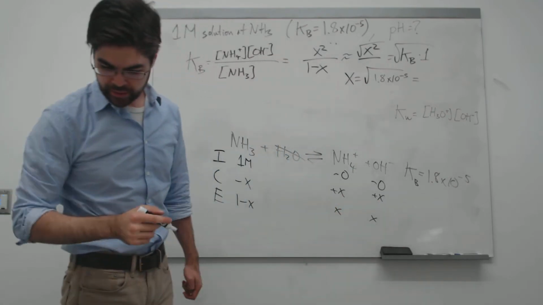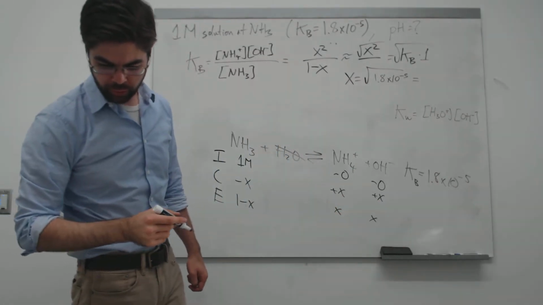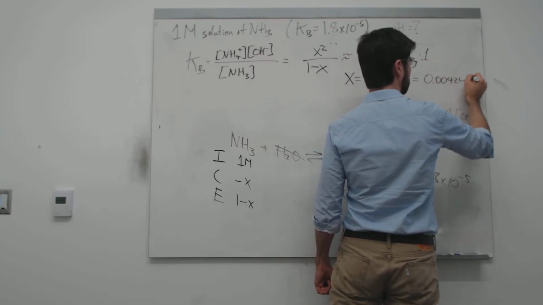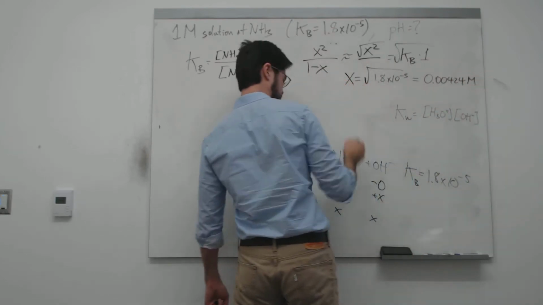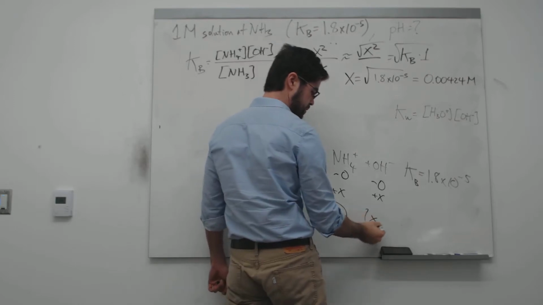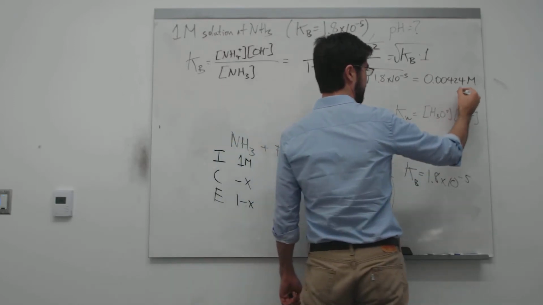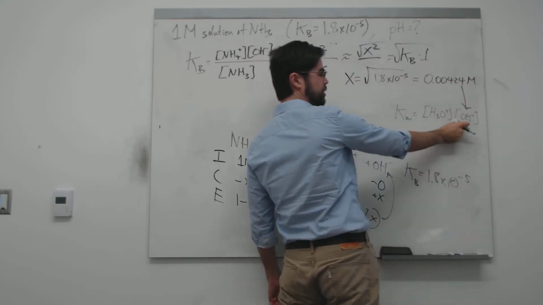So that is about 0.00424. That is the value of x, which is also my hydroxide concentration. So now this value is known.